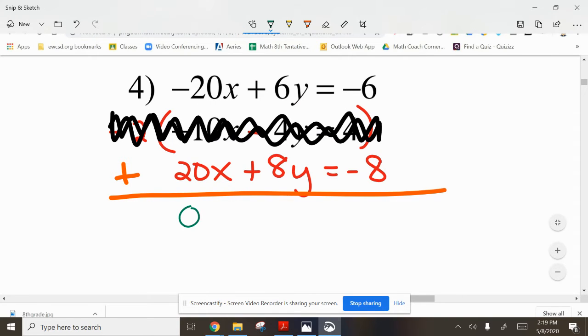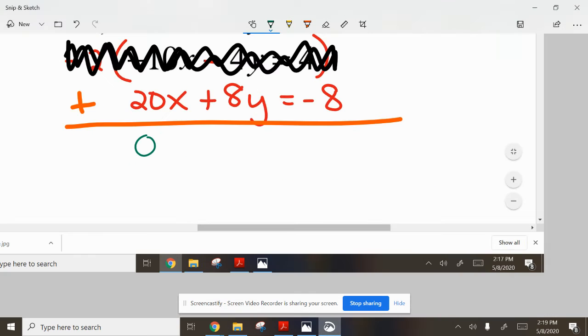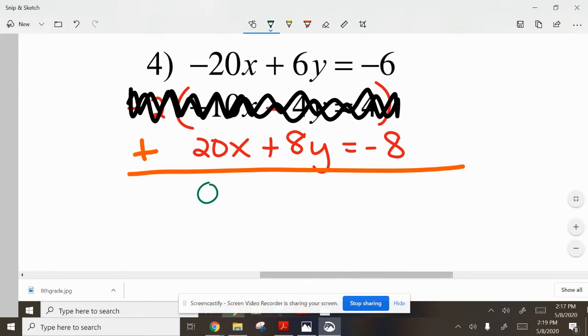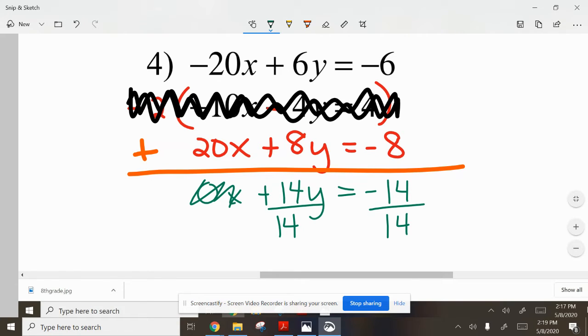Now, when I do this, I get 0x, a little bit of technical difficulties here. Here we go, 0x, and then I get +14y. And then from here, I'm going to get -14, okay? And we should know we have 0x, so that's gone. And we're just going to go ahead and solve for the y. Divide this by 14. Y equals -1.